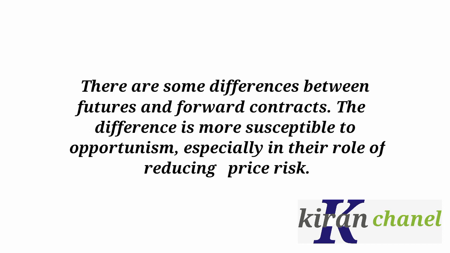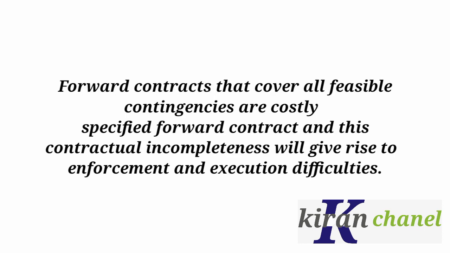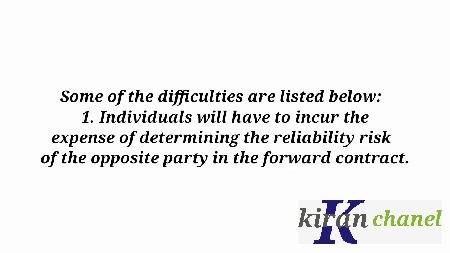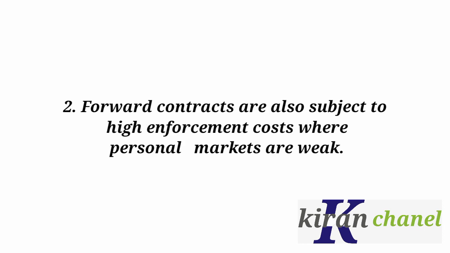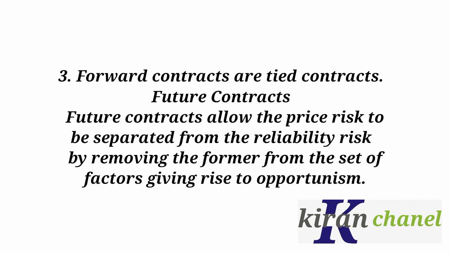There are some differences between futures and forward contracts. The forward contract is more susceptible to opportunism, especially in its role of reducing price risk. Forward contracts that cover all feasible contingencies are rarely specified, and this contractual incompleteness will give rise to enforcement and execution difficulties. Some of the difficulties are listed below. Number one, individuals will have to incur the expense of determining the reliability or risk of the opposite party in a forward contract. Number two, forward contracts are also subject to high enforcement costs where private markets are weak. Number 3, forward contracts are tied contracts.